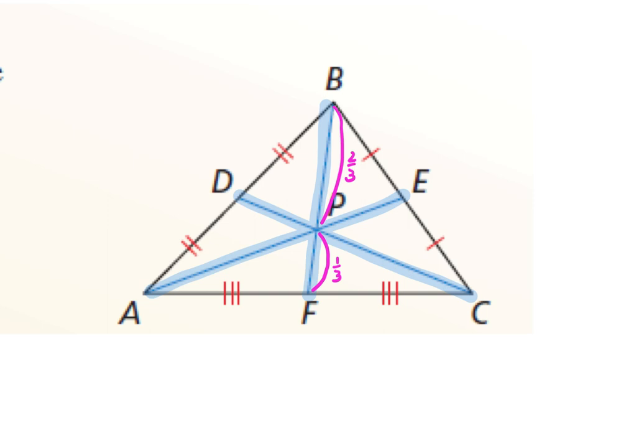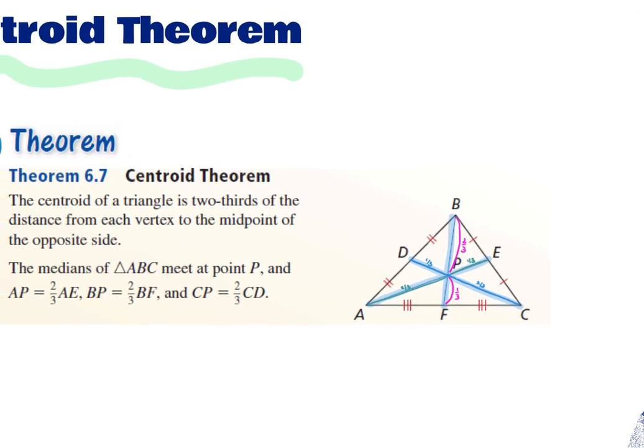Same thing would happen on all the other ones. From vertex to centroid would be 2/3. From centroid to the side would be 1/3. And the other way as well, C to D would be 2/3, and P to D would be 1/3, the length of that whole median.